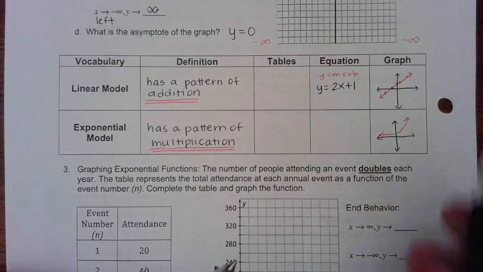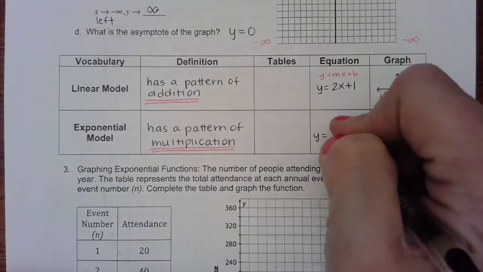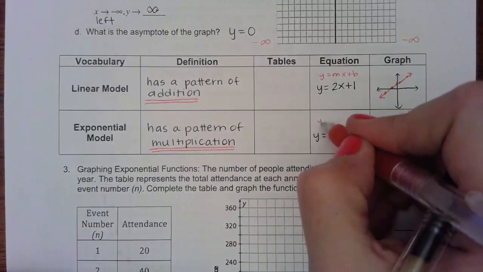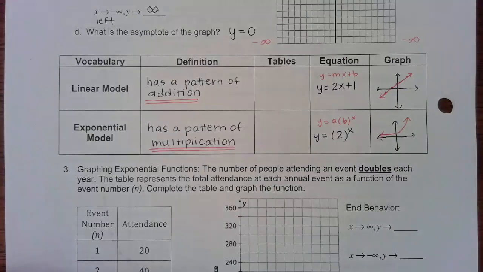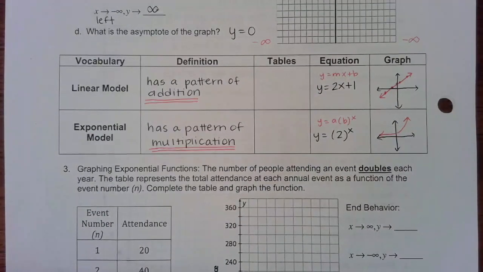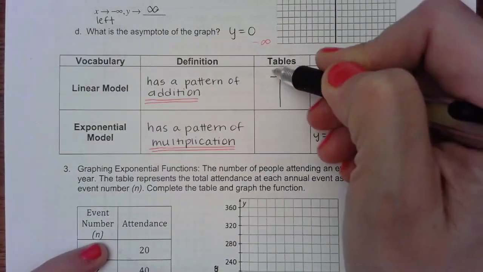If we're looking at something that's an exponential model, it's going to be something that maybe looks like this, where you have a variable up in the exponent, and we'll practice that. All exponential models are of this format, y equals a times b to the x. That's going to be like the y equals mx plus b equivalent when we're talking about exponential models. The last way that you can compare them is by looking at a table.